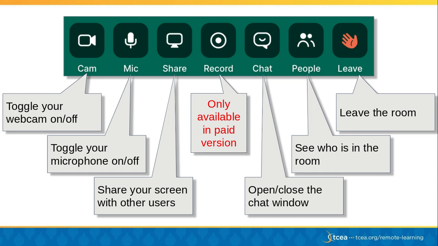Clicking on the people will show you who is in the group and also if their mic and webcam is enabled. This will also easily let you see who's talking or where the noise is coming from if you hear some background noise, but you can't tell just by looking at the webcam where the noise is coming from. And then, of course, leave allows you to leave the room.